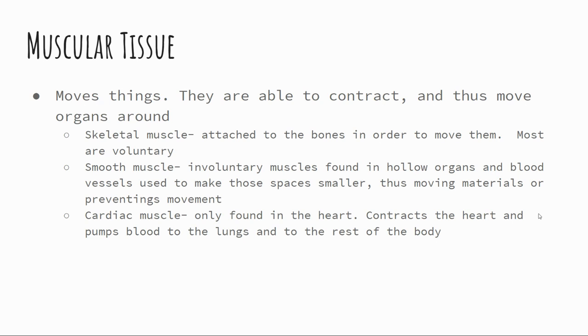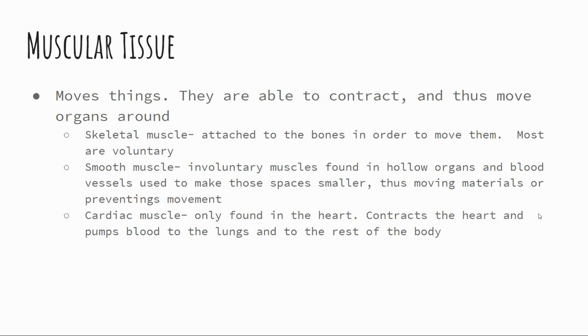Okay, smooth muscles are involuntary muscles found in hollow organs and blood vessels, and these are going to be used to make spaces smaller, which is going to aid in the movement of materials or stop the movement of materials. These muscles are typically involuntary, which means that they're going to happen, for lack of a better term, automatically. Right? You don't have to put conscious thought into making, say, your blood vessels shrink to push blood through the extremities of your toes and fingers. Okay, that's going to happen on its own.